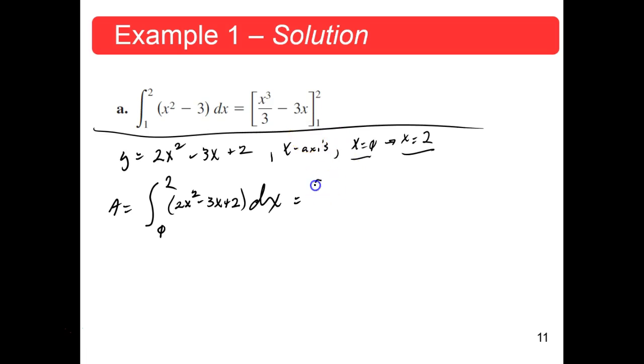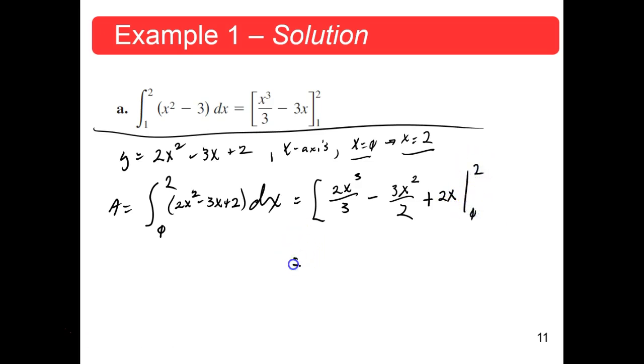What's the antiderivative of 2x squared? 2x cubed over 3. Excellent. Minus, what's the antiderivative of 3x? 3x squared over 2. All right. Plus, and what's the antiderivative of 2? 2x. Good deal. Evaluated from 0 to 2.